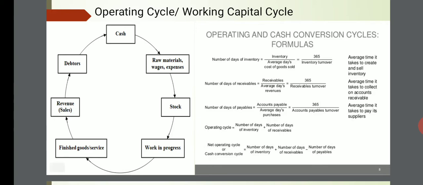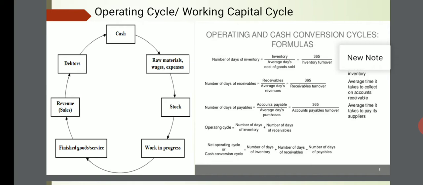Now this is the operating cycle, the working capital cycle. If you look into this, from cash we buy raw materials, we pay wages, we pay all expenses, we make stock, then it goes to work in progress, finished goods, then we get sales out of it, debtors, and debtors again convert into cash. This whole cycle is known as the operating cycle or working capital cycle. Once cash goes into raw materials, wages, expenses, you will not get your cash unless and until debtors pay you. So your cash gets blocked for this whole cycle.